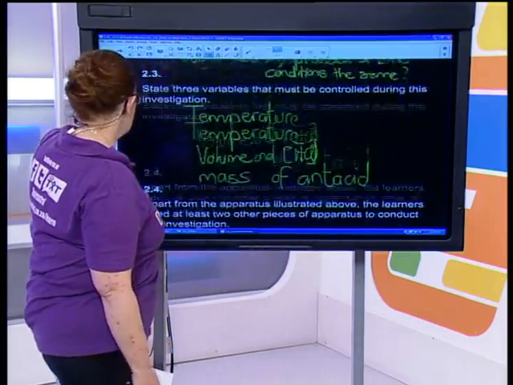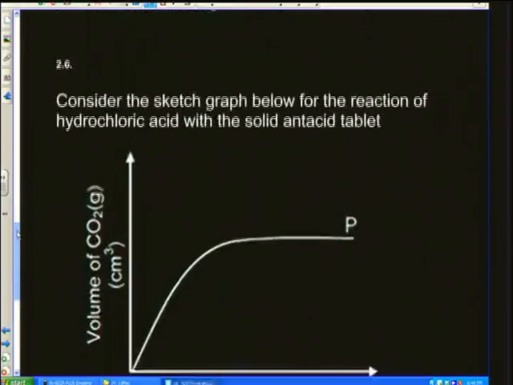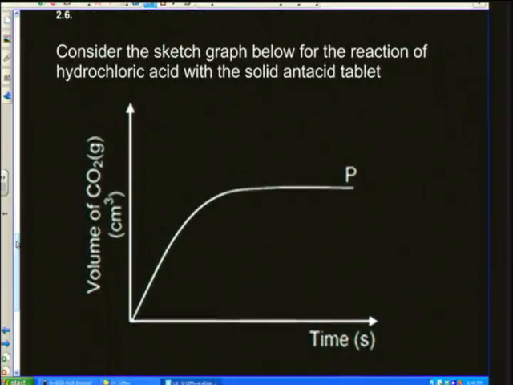Okay, so then they say, consider the sketch graph below. Now, this is a rate graph, and it shows the rates of the reaction between the hydrochloric acid and the solid antacid tablets. Rate is 0 when we start because there was nothing there. We put the tablet in, and then the rate increases. This is a steep gradient. The steeper the gradient, the faster the reaction is happening. Then it starts to slow down, so the gradient gets less and less steep.